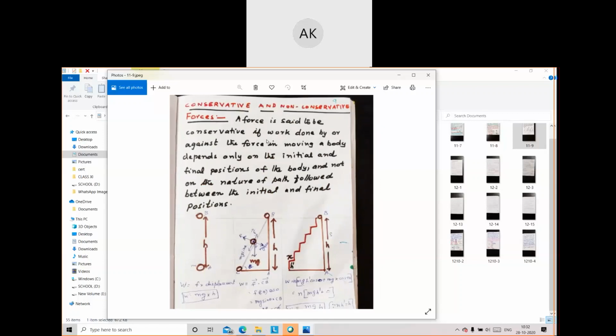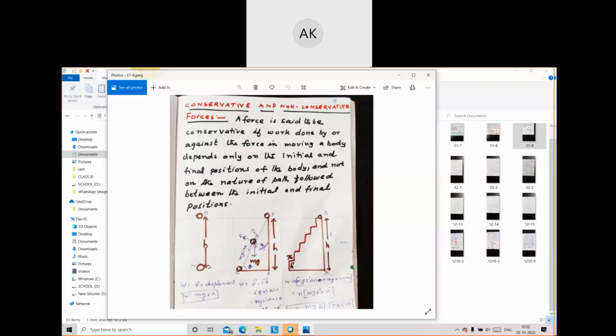A force is said to be conservative if the work done by or against the force, now we have taken the example of against the force, work done by the force also is applicable, in moving a body depends only on the initial and final positions of the body and not on the nature of the path followed between the initial and final position.